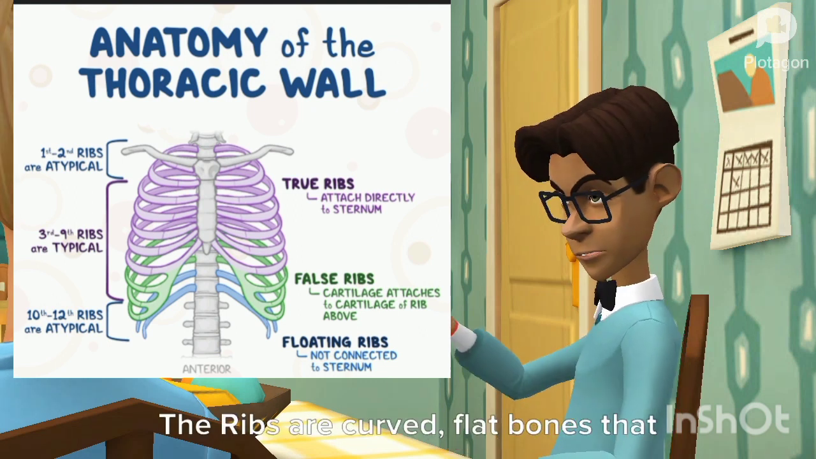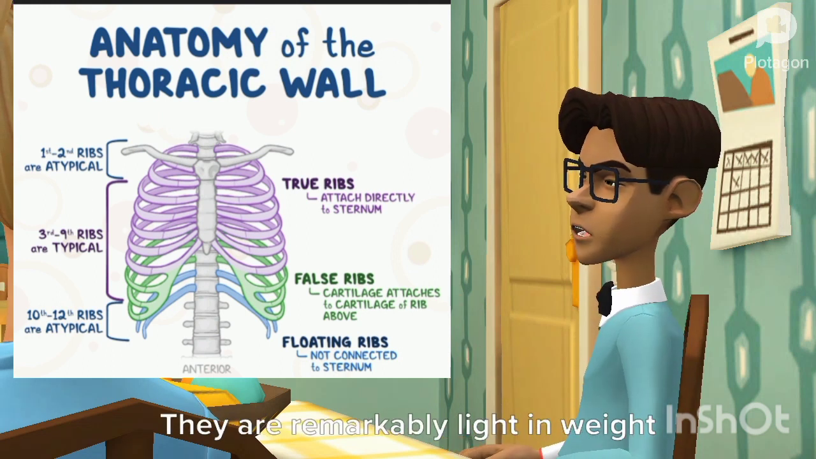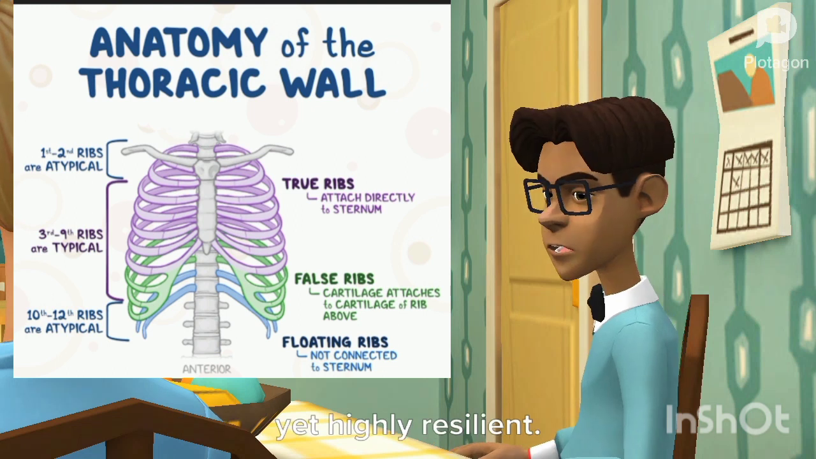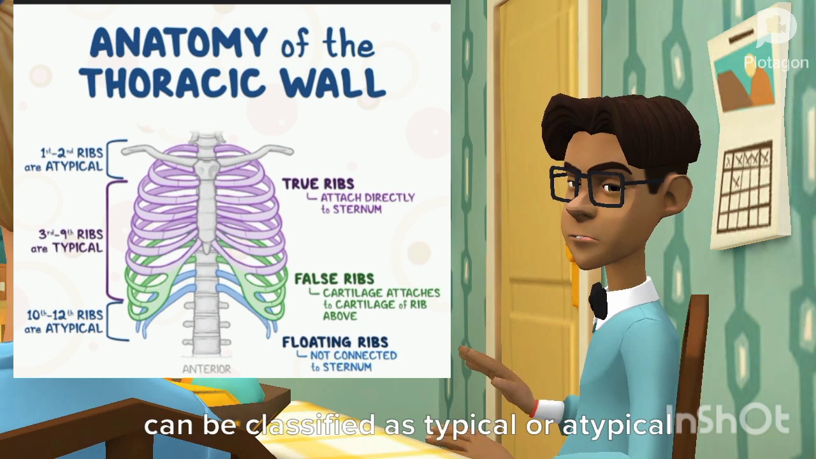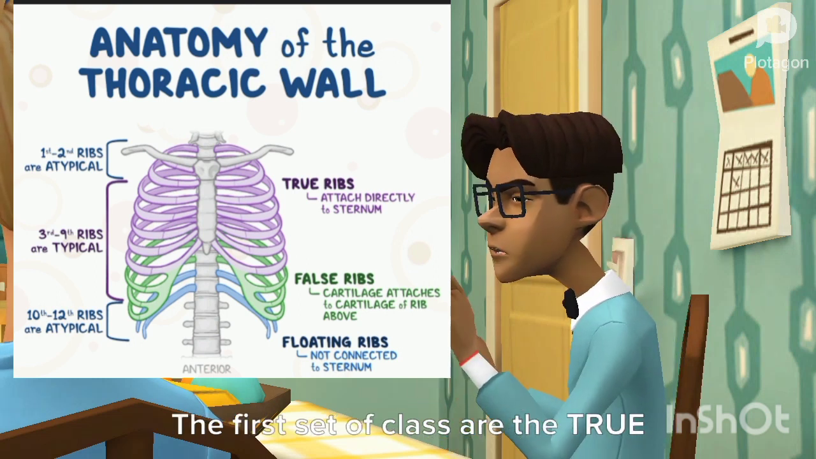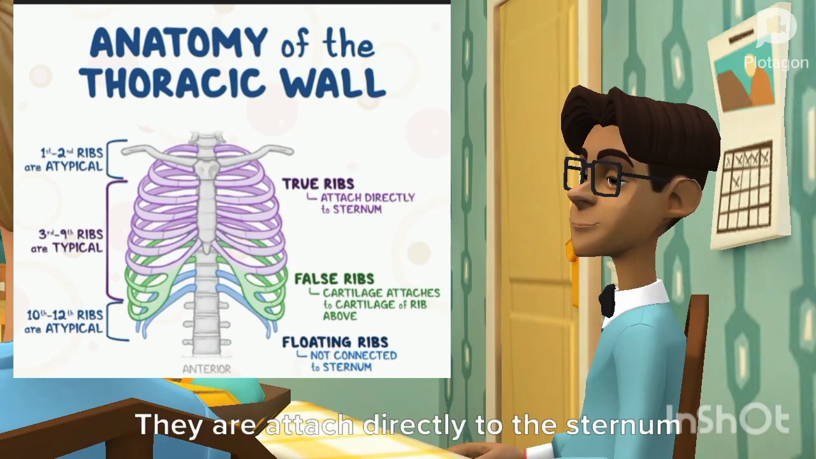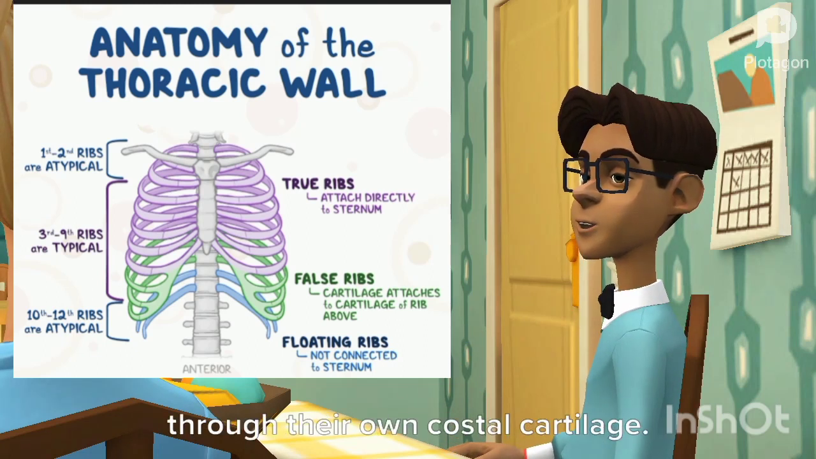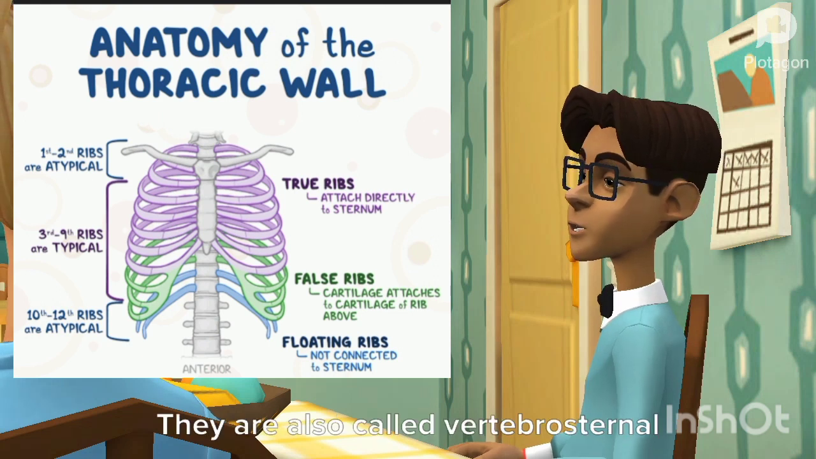The ribs are curved, flat bones that form most of the thoracic cage. They are remarkably light in weight yet highly resilient. There are 3 types of ribs that can be classified as typical or atypical. The first set of class are the true ribs, first rib to 7th rib. They are attached directly to the sternum through their own costal cartilage. They are also called vertebrosternal ribs.